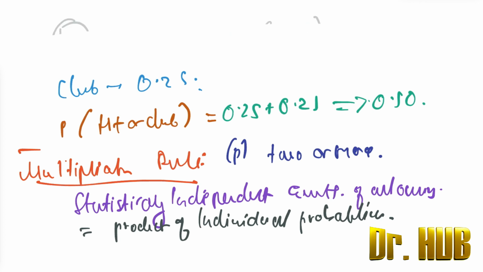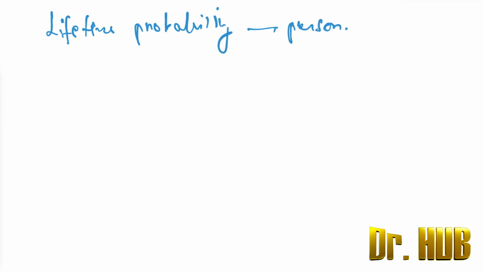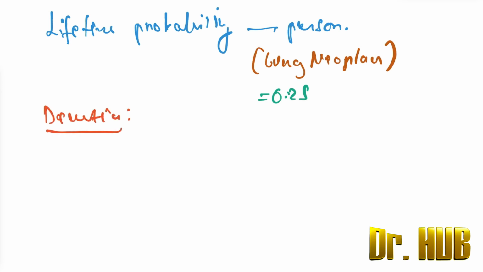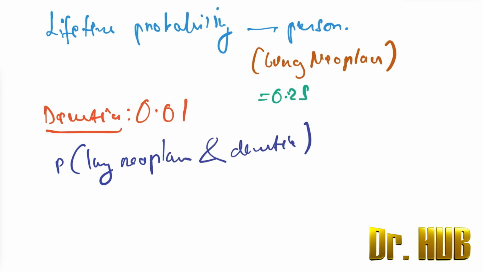Now let's look at an example. Assume the lifetime probability of a person developing a lung neoplasm is 0.25, and the lifetime probability of developing dementia is 0.01. Thus P of lung neoplasm and dementia: in such cases, we multiply both, 0.25 times 0.01, which is equal to 0.0025.